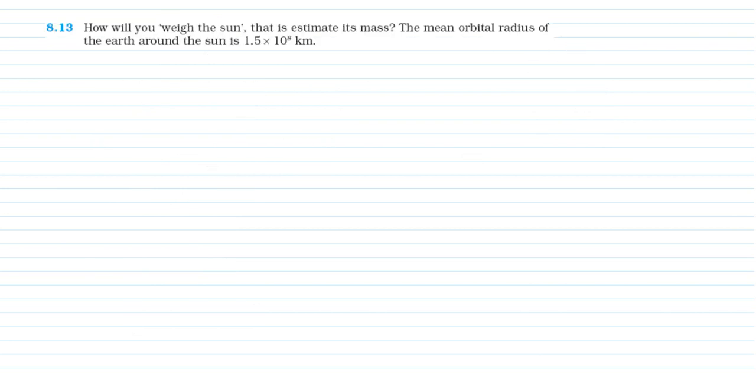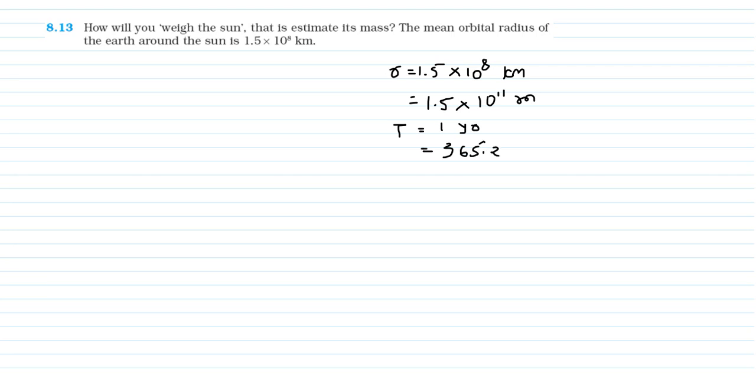Next sum, that is 13. How will you weigh the Sun, that is the estimated mass. The mean orbital radius of the Earth around the Sun is 1.5 into 10⁸ kilometer. That is r equals 1.5 into 10¹¹ meter. And what is the periodic time? That is equal to 1 year, that is 365.25 days into 24 hour into 3600 second.